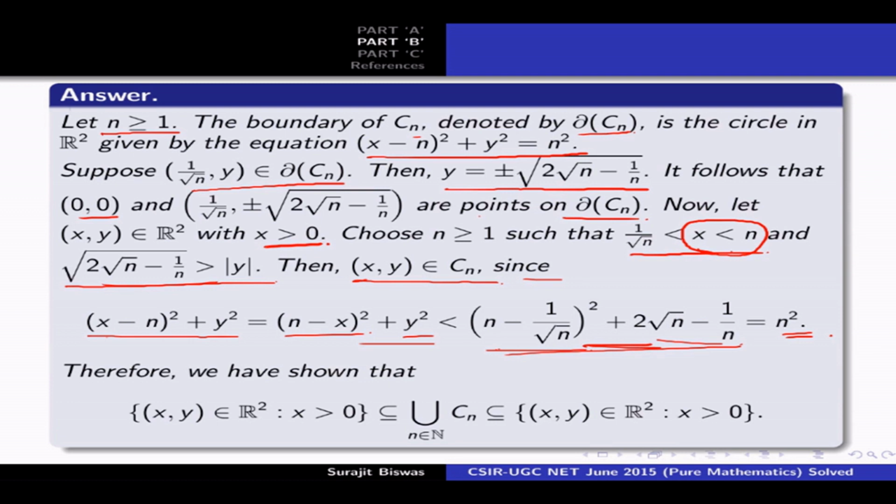we have shown that this is contained in this union, and this union is obviously contained inside this set. So thus the correct option is this.